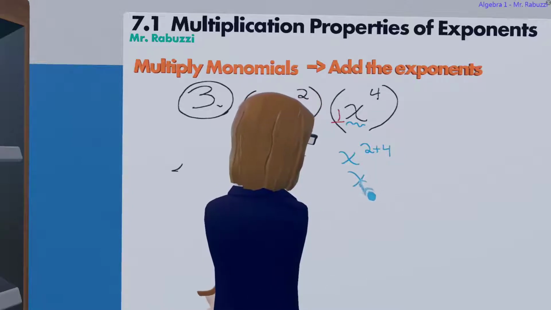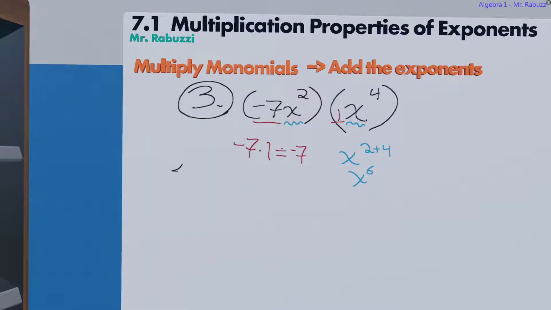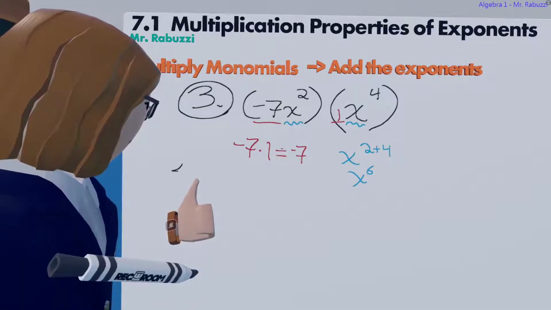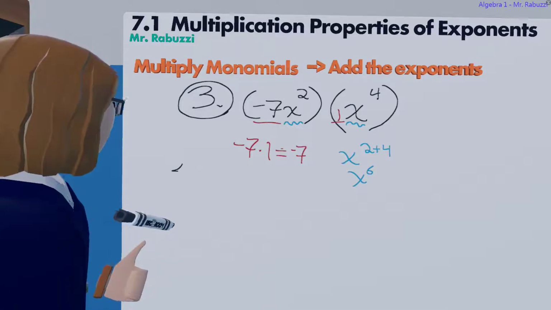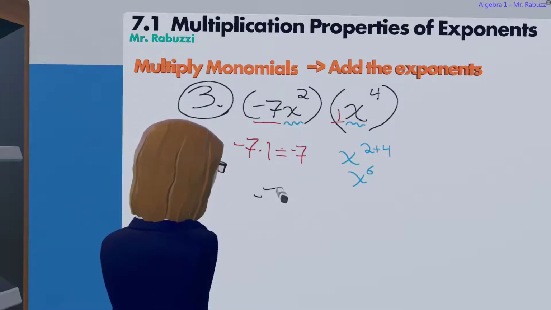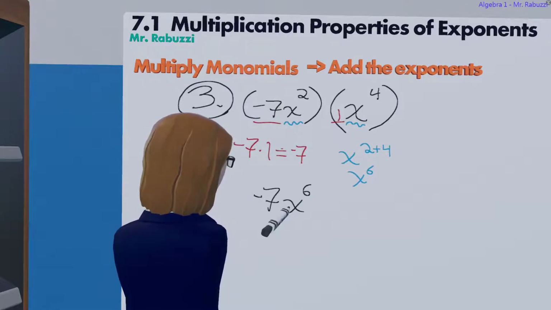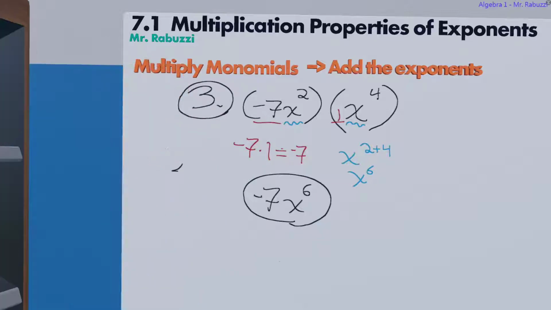So it is x to the 6th power. Nice. Now we just need to put it back together. So negative 7 x to the 6th. Final answer. That is the simple version of what we started with. Simplified. All right. So that is multiplying monomials. If they have the same base and they're multiplying, you can add the exponents.